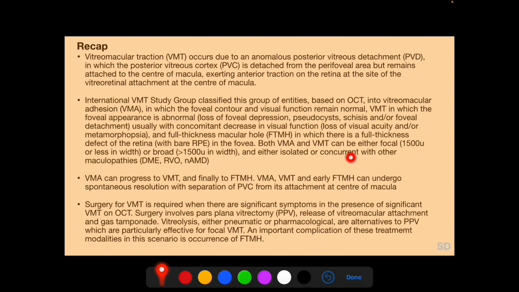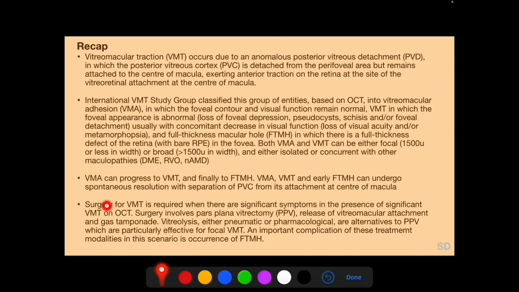Both vitreomacular adhesion and vitreomacular traction can be either focal or broad and either isolated or concurrent with other maculopathies. Vitreomacular adhesion can progress to vitreomacular traction and finally to full thickness macular hole. Vitreomacular adhesion, vitreomacular traction, and early full thickness macular hole can also undergo spontaneous resolution with separation of the posterior vitreous cortex from its attachment at the center of the macula.